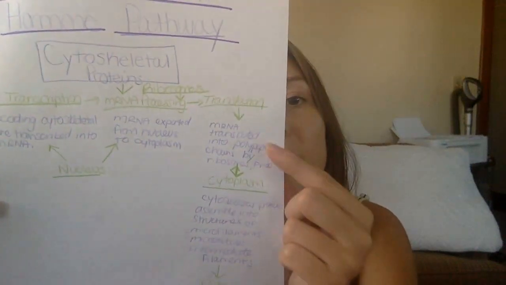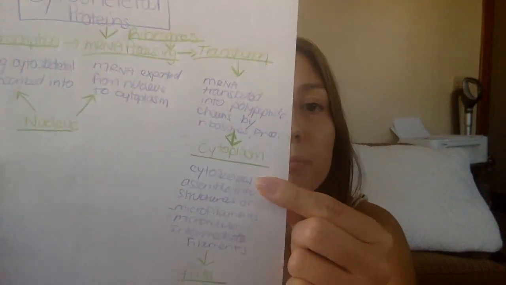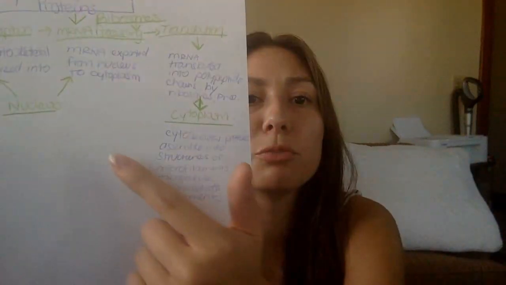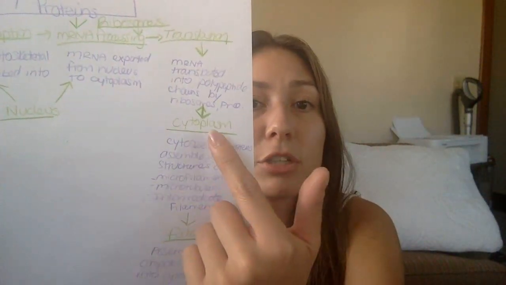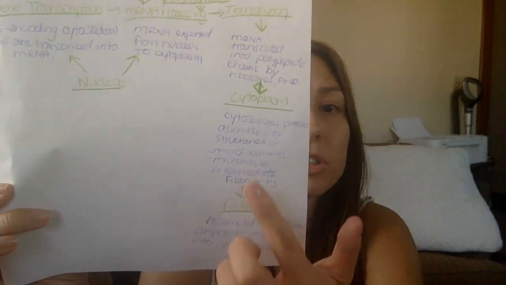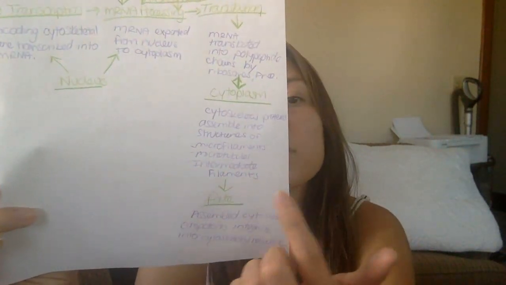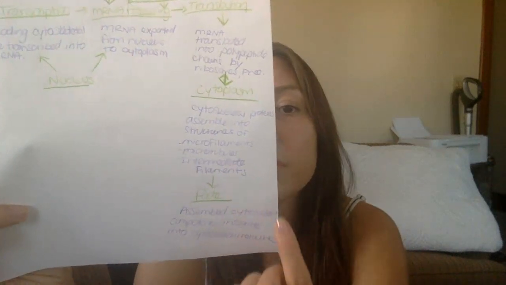Once from this process of translation, with it being on your ribosomes, then it's going to go into your cytoplasm, because these two processes were in the nucleus. Now it's going to travel out to your cytoplasm. So now in your cytoplasm, if we look down on this part of the chart, your cytoskeletal proteins are going to assemble into these three structures. That's, as you know, your microfilaments, your microtubules, and your intermediate filaments.